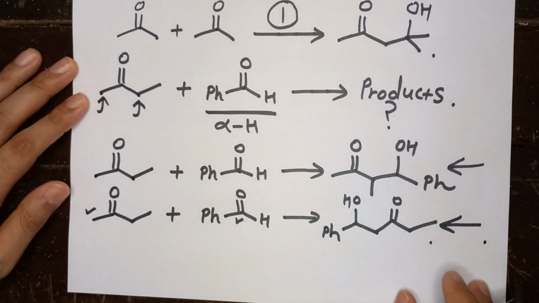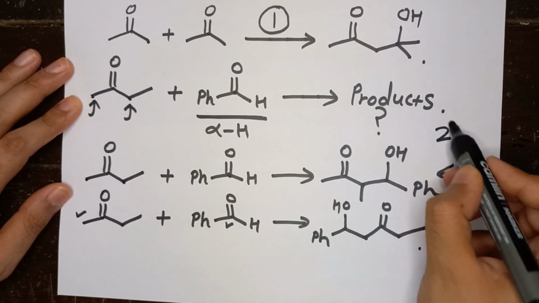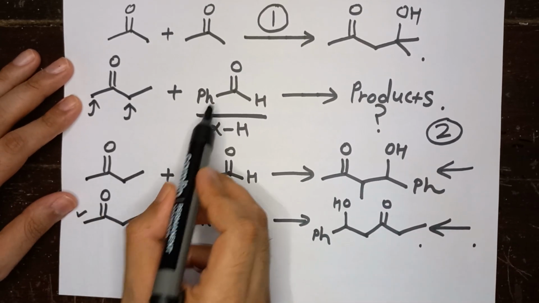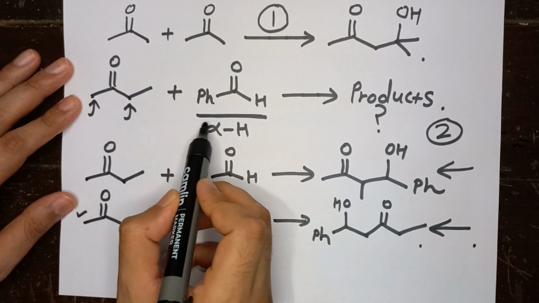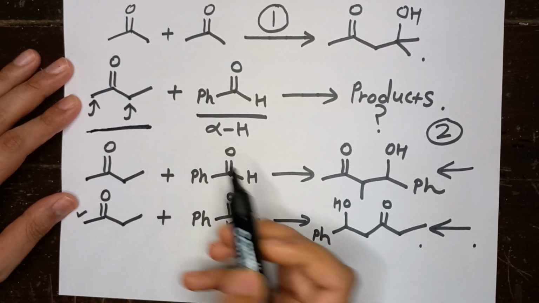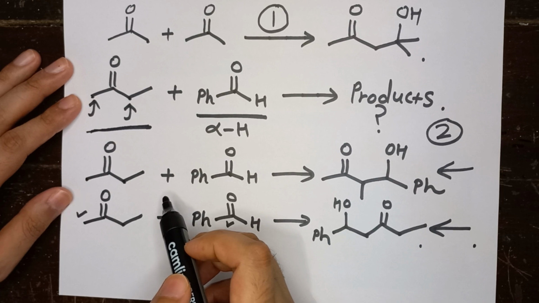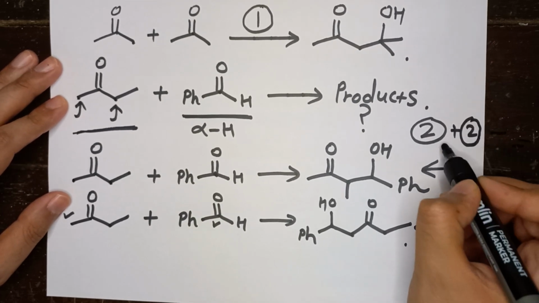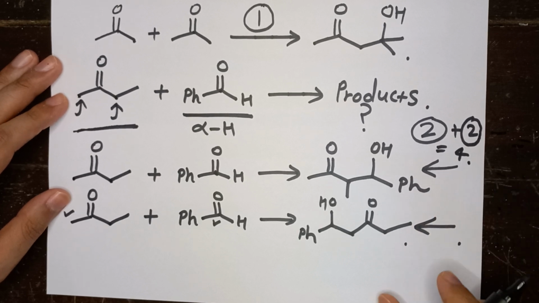So what do you think? Are we getting 2 products or more? Well, this is a cross-aldol reaction. But this molecule can also do self-reaction and will give me 2 more products. So in total we will have 4 products for this reaction.